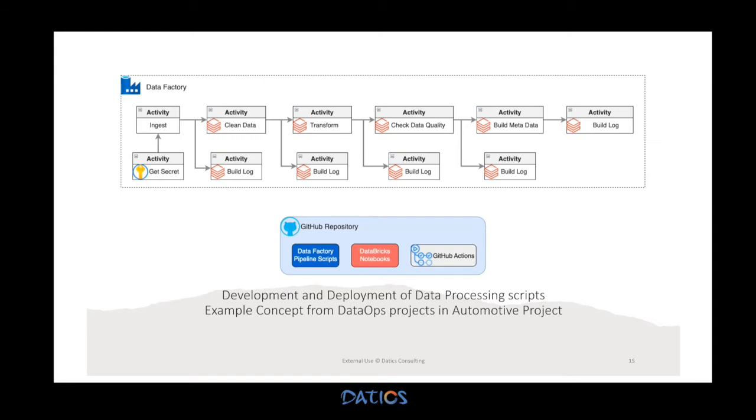In this case, GitHub Actions is the CI/CD pipeline that helps us deploy the data pipeline script and also the Databricks notebooks to production. And it's quite fast. We just need to commit and push to the Git repo, and GitHub Actions will take care of deploying the script.